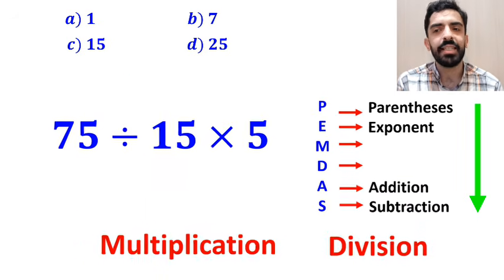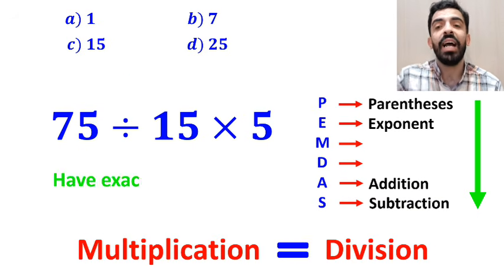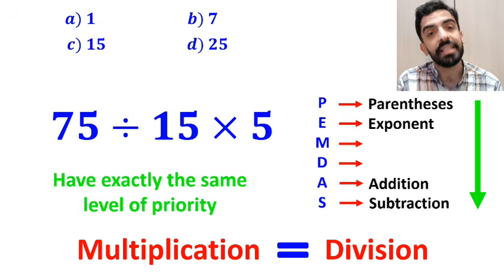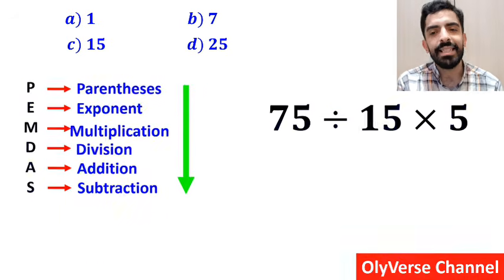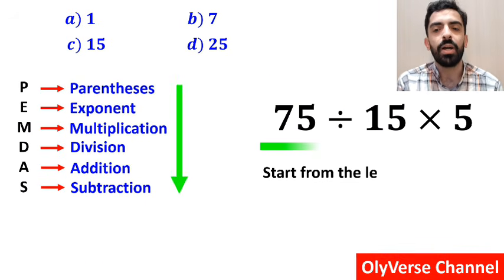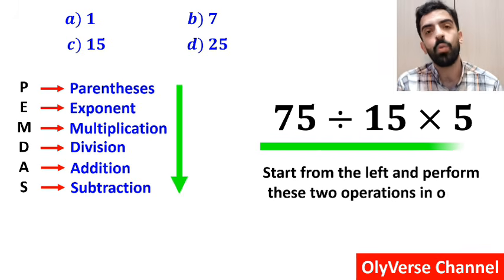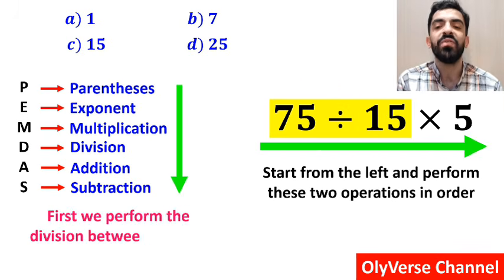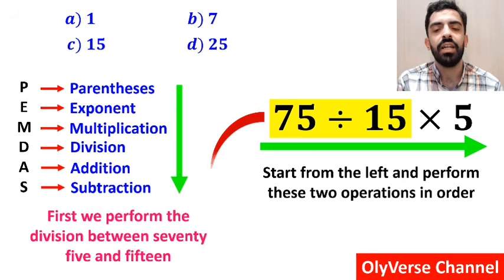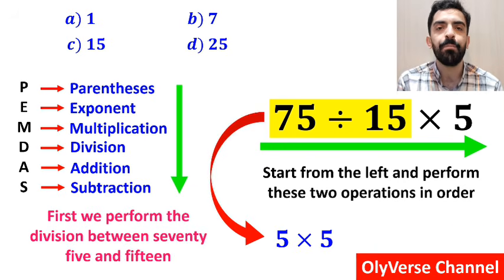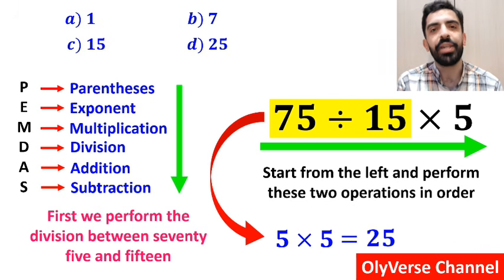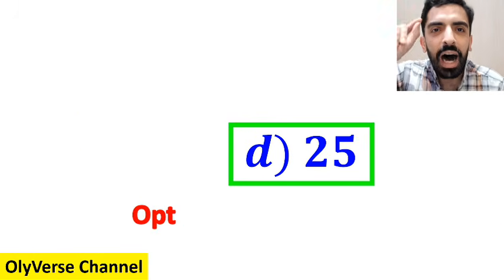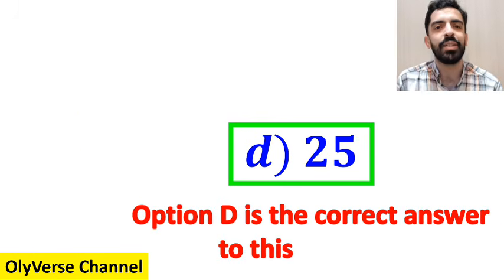We must pay close attention that multiplication and division have exactly the same level of priority in the PEMDAS rule. In this situation, the best thing to do is to start from the left and perform these two operations in order. So, first we perform the division between 75 and 15, which simplifies this expression to 5 multiplied by 5. And finally, the answer becomes 25. Therefore, option D is the correct answer to this question.